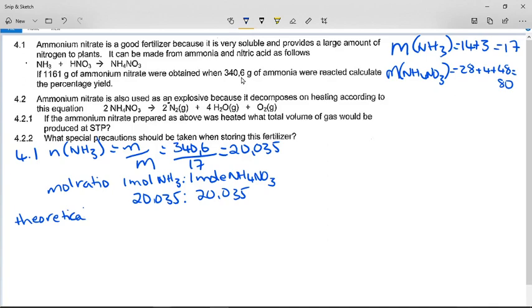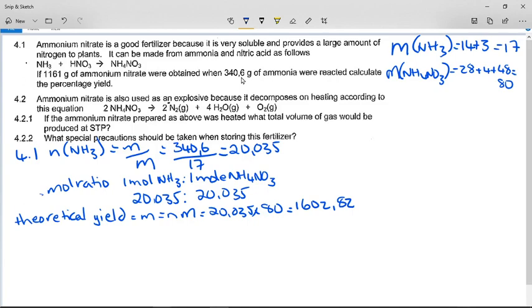we say m equals nM, which is going to be 20,035 multiplied by 80, which should give us 1602,82 grams. You'll see that your answers are slightly different to the answers in the textbook, because the textbook used a different periodic table.